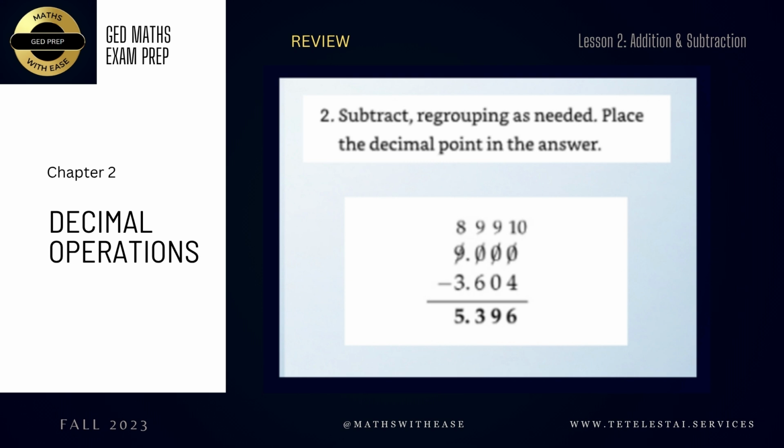10 minus 4 is 6. 9 minus 0 is 9. 9 minus 6 is 3. And 8 minus 3 is 5.